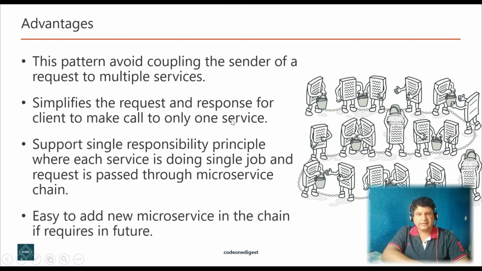Okay friends, now let's see some of the advantages of this design pattern, how this design pattern is useful and beneficial to us in our project. This pattern avoids coupling of the sender of the request to the multiple services. This pattern simplifies the request and response for the client to make a call to only one service. This pattern supports the single responsibility principle to make sure each service is doing its job and the request is passed to the next service in the chain. Using this pattern, it is easy to add new microservices in the chain if required in future.